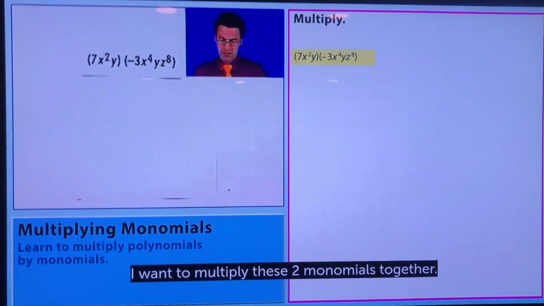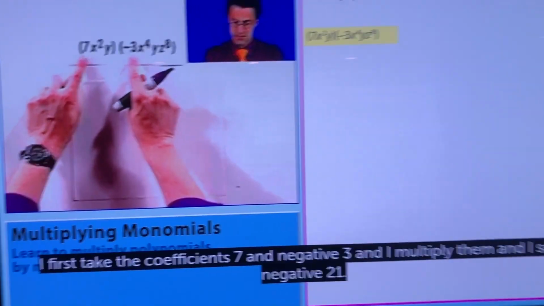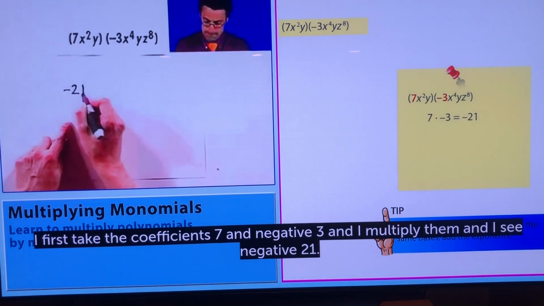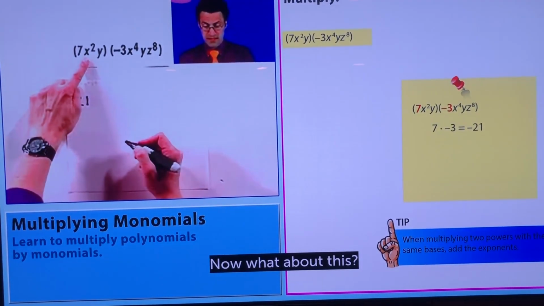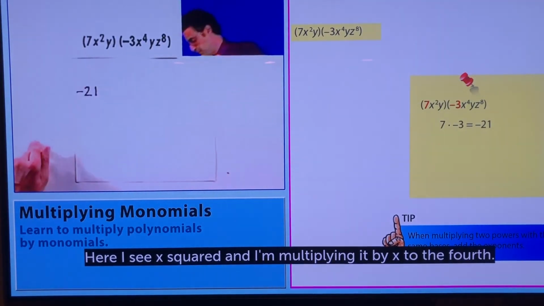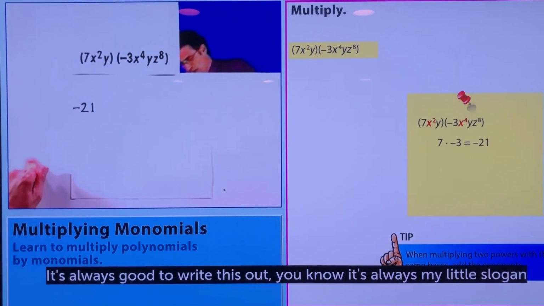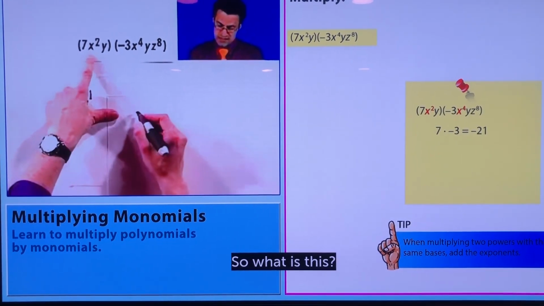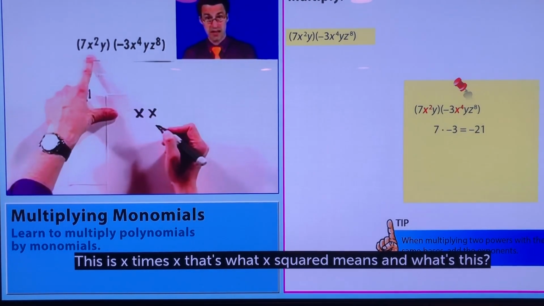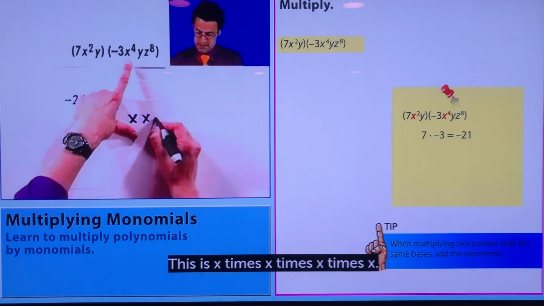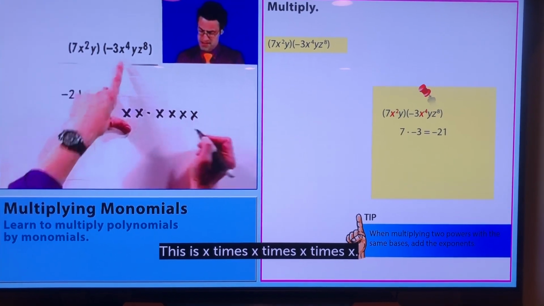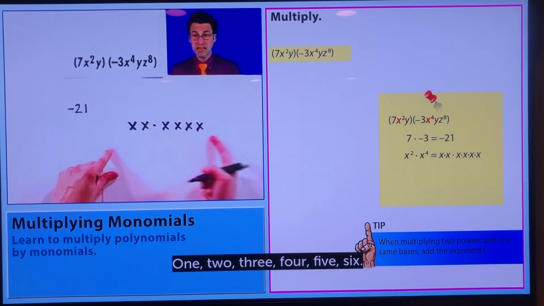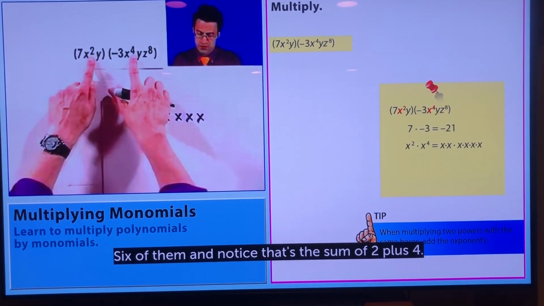If I want to multiply these two monomials together, I first take the coefficients, 7 and negative 3, and I multiply them, and I see negative 21. Now, what about this? Here I see x squared, and I'm multiplying it by x to the 4th. It's always good to write this out. You know, always my little slogan, when in doubt, write it out. So what is this? This is x times x. That's what x squared means. And what's this? This is x times x times x times x. So how many x's are we multiplying together? 1, 2, 3, 4, 5, 6. 6 of them. And notice that's the sum of 2 plus 4.